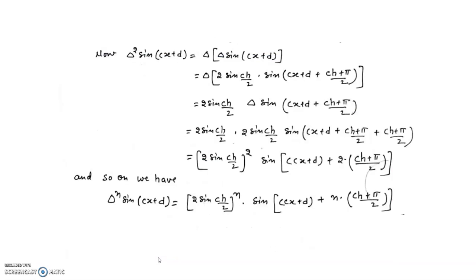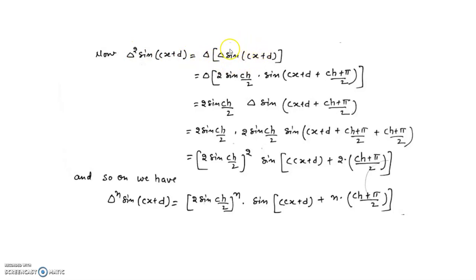Likewise, we calculate the second order difference, delta square sine cx plus d. Now delta square can be written as delta of delta. We just studied properties. In that property, we studied that delta of m of n is equal to delta m of delta n. So delta square will be delta of delta.